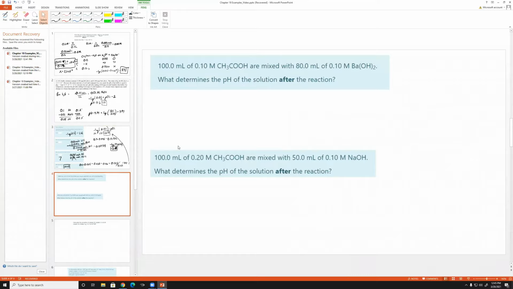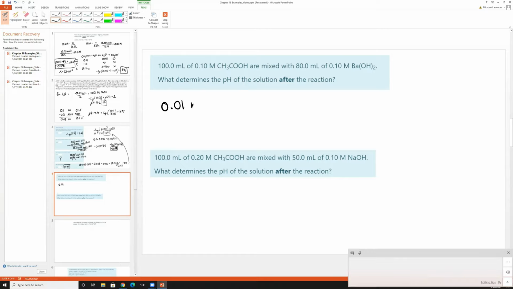Okay, let's move on to the next one. You have 100 milliliters of 0.1 molar acetic acid mixed with barium hydroxide. What determines the pH of the solution after the reaction? So we need to figure out how many moles are being added to see if it's completely neutralized or not, and we can solve for the pH as well. The moles of your acetic acid will be 0.1 times 0.1, which is going to be 0.01 moles.